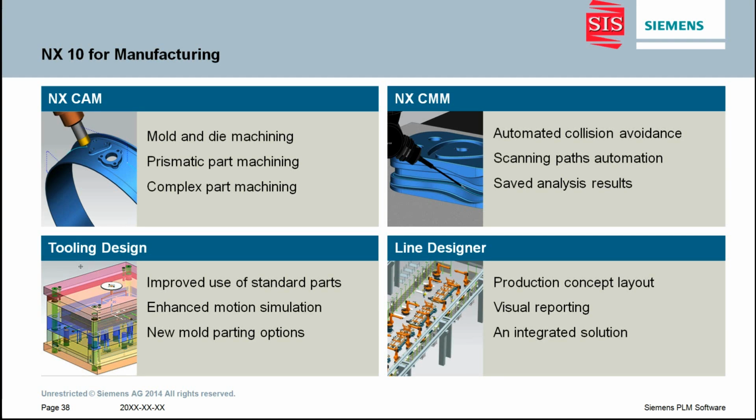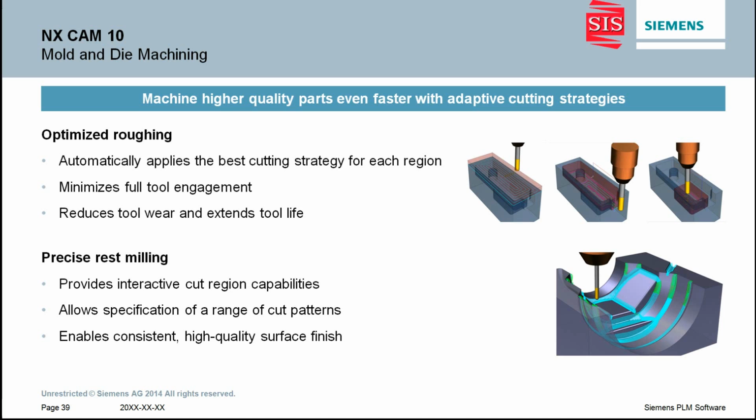There are many enhancements to increase your efficiency in NX10 for manufacturing. NX10 introduces a wide range of powerful features for computer-aided manufacturing, tool design, inspection programming, and production layout design. New industry-specific capabilities in NX10 help you program faster and machine better quality parts.